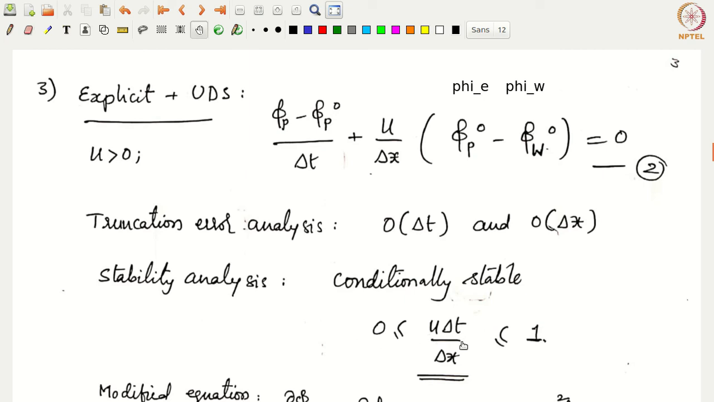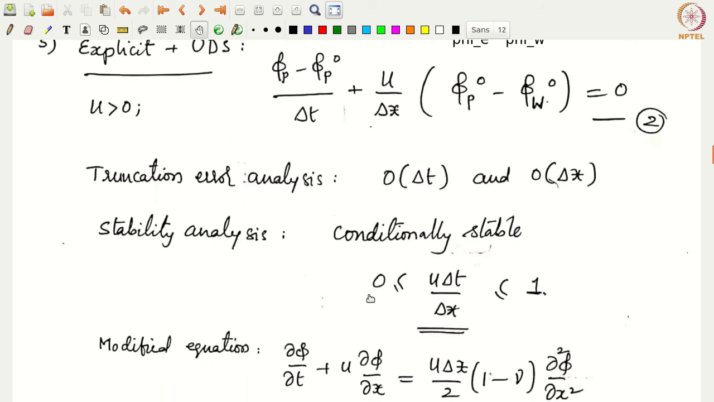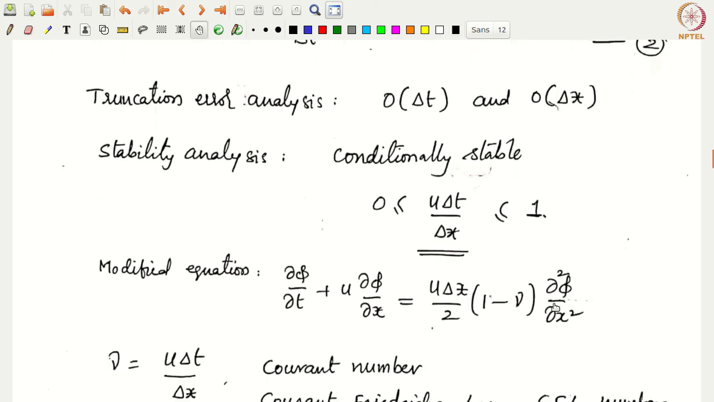So if it is between 0 and 1, then this method can be used to get your correct results. Okay. So that means this method can be used. Now let's look at the modified equation to describe its behavior. The modified equation looks like partial phi partial t plus u partial phi partial x equals... Now on the right hand side again we have a second order derivative, which is similar to the diffusion like behavior.